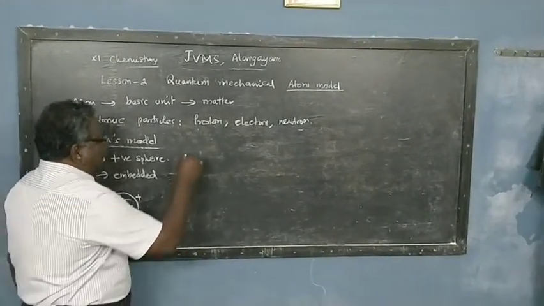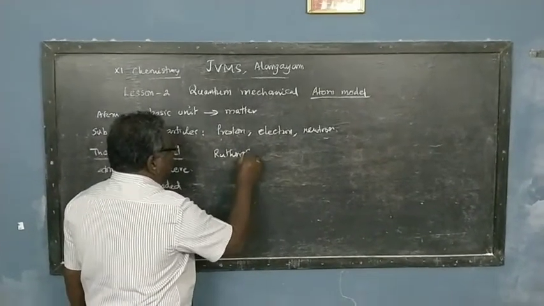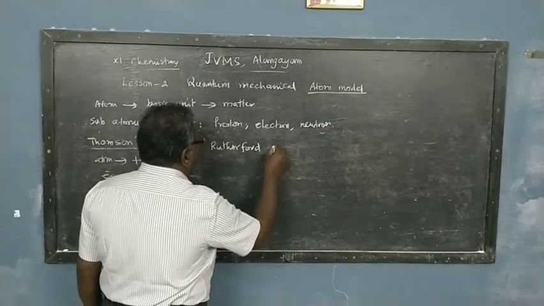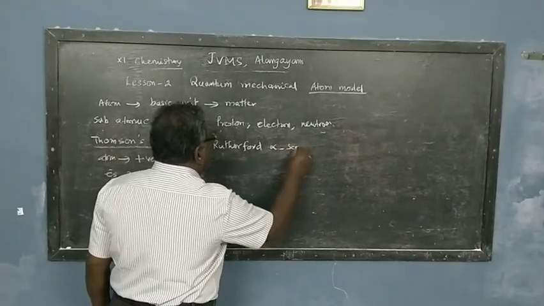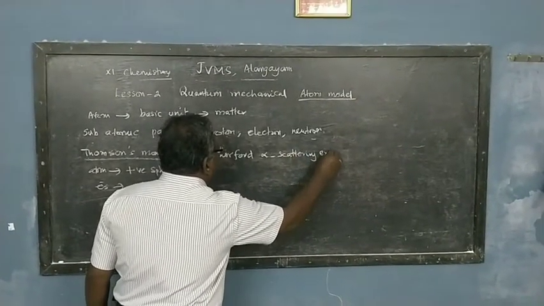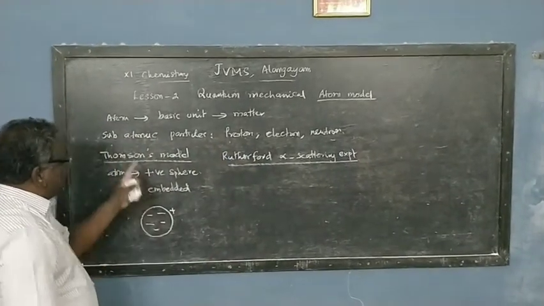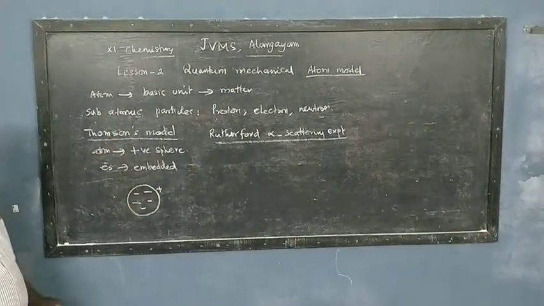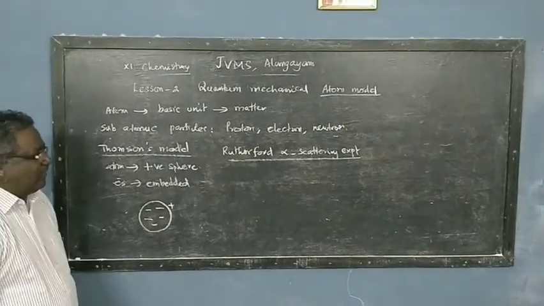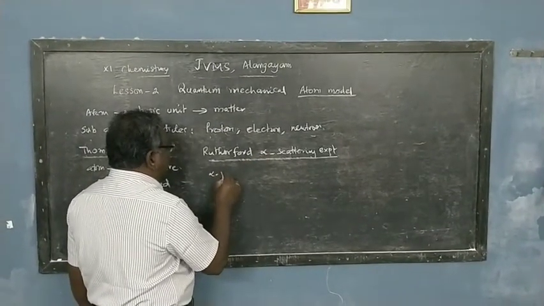Right? So the second person who did a work on the atom model is Rutherford. He did an experiment called Rutherford alpha scattering experiment. So in this experiment, he proved that Thomson model is wrong. Right? So what is this Rutherford alpha scattering experiment? So he used alpha particles.